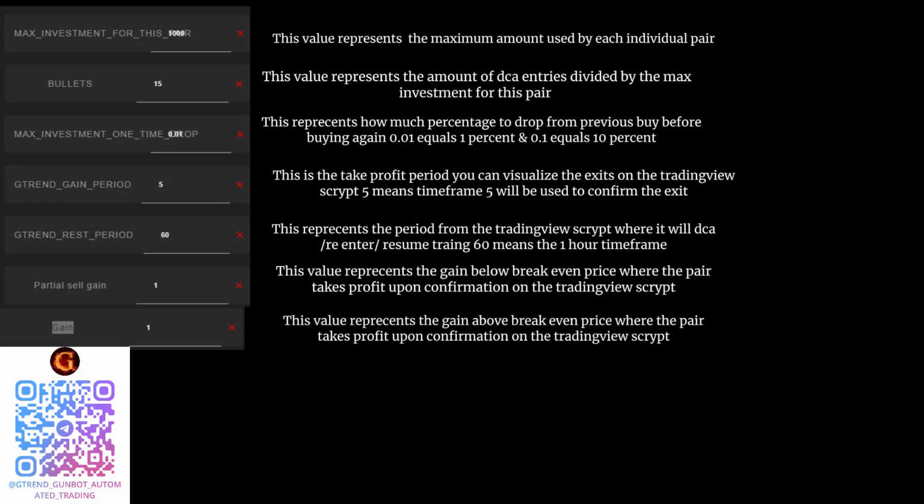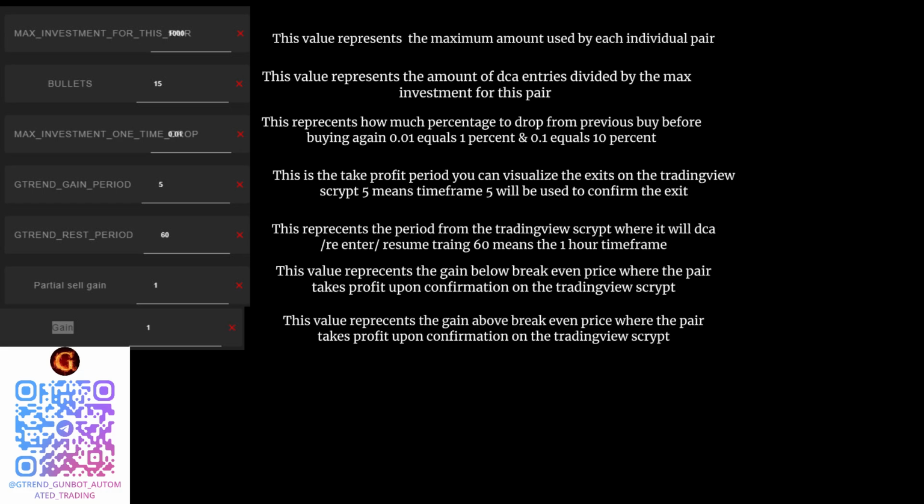Now we also have the Gtrend gain period. The gain period is defined by the Trading View script, so you can visualize exactly where it will be taking profits. Right here we're using the 5-minute time frame. This means you set the Trading View script to the 5-minute time frame, so you can visualize where it will be taking profits, depending of course on your gain. You can use 5-minute, you can use the weekly chart, you can use the daily chart, or any time frame available.